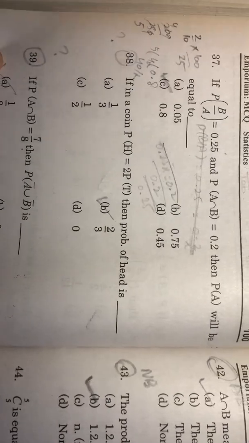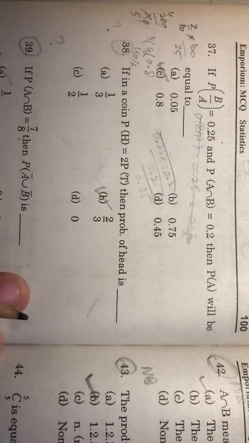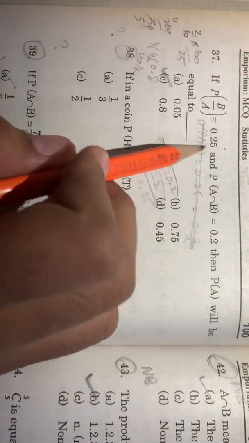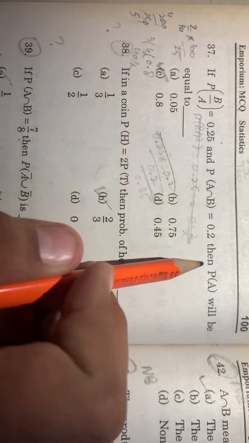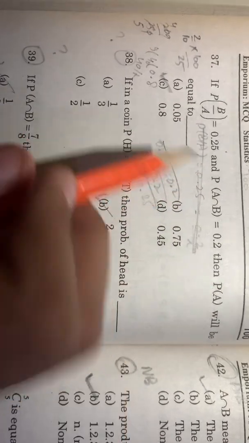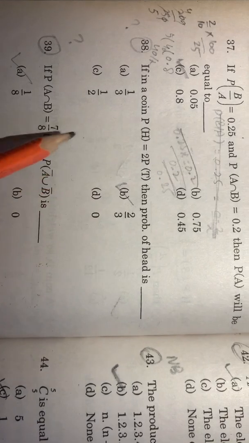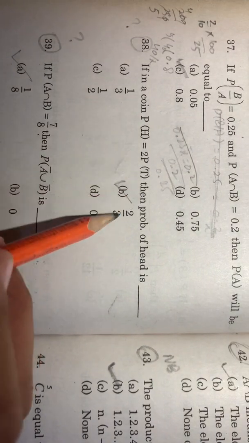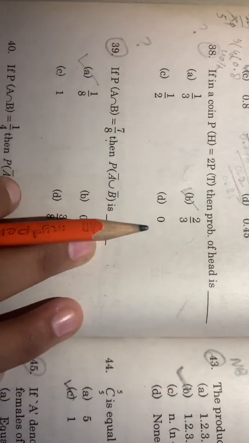we have a lot of MCQs that are repeated. So this book might be helpful for you guys. If P(B|A) is equal to 0.25 and P(A ∩ B) is equal to 0.2, then P(A) will be equal to 0.8. This is the calculation. Number 38th MCQ is: if in a coin P(H) is equal to 2 P(T), then the probability of head is 2 by 3.